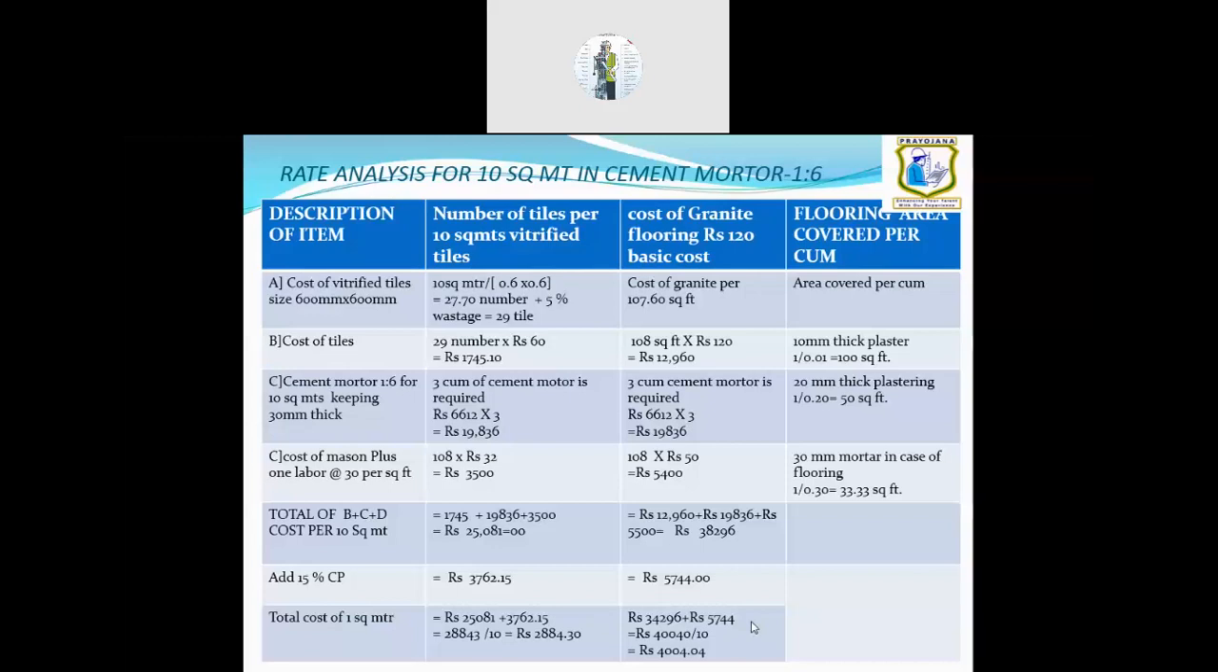All the labor component, everything will remain the same. It may cost a little less, around 2,500 plus, like that. Similarly, in case of granite, the base layer of 30 mm is the same. Only the basic cost of the granite is increasing.